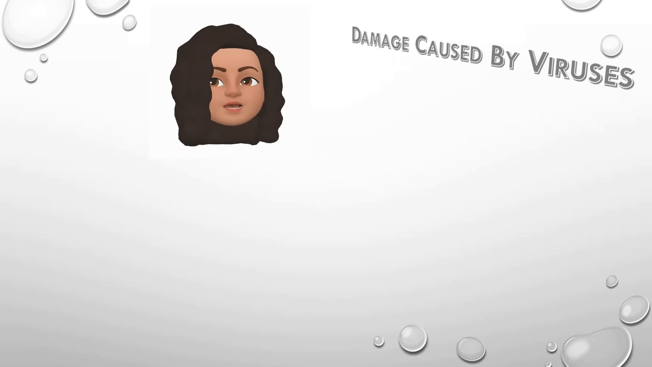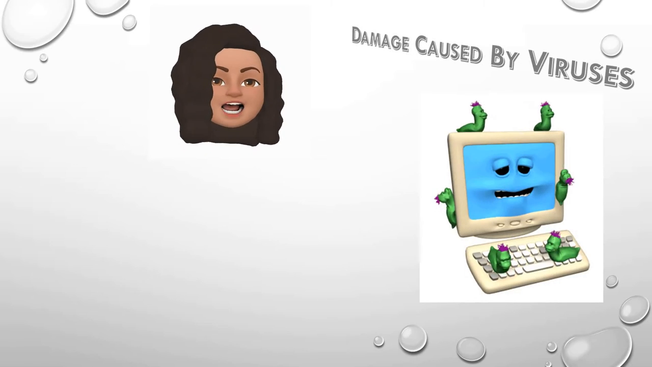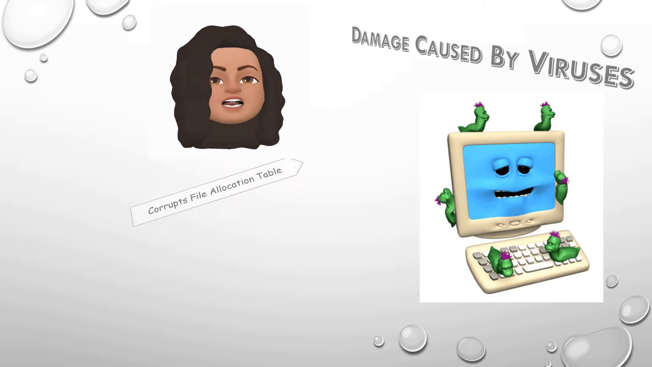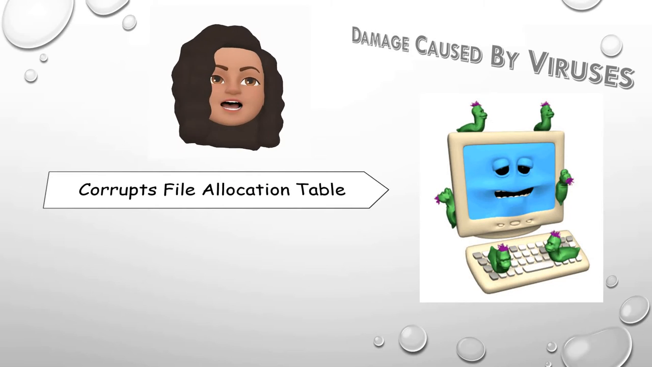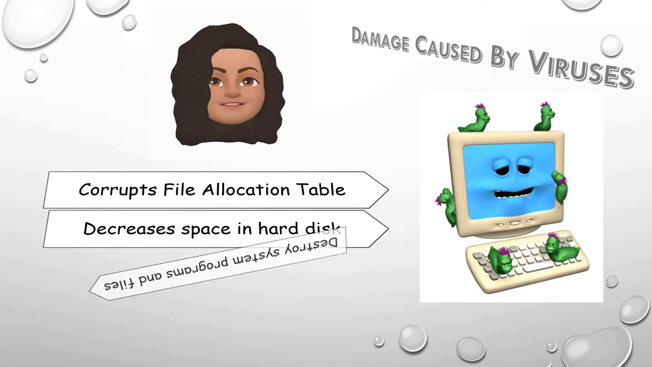Damages caused by viruses. Viruses can corrupt the file allocation table. When the file allocation table is corrupted, it corrupts the entire file system. It also replicates the files, so many copies of the same file will be there. Hence, it decreases the hard disk space. That is one damage. The next one is that it can destroy system programs and files.